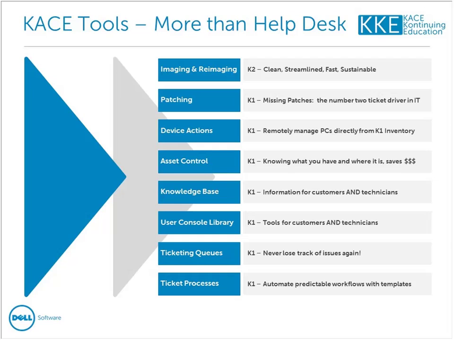Okay. The number 2 ticket driver in the world is the machine is missing a patch, and either that manifests as a bug, something's broken, it doesn't work right, or it manifests as a security hole that gets exploited, or whatever, right? And then eventually one day that problem just goes away. It's because the machine got a patch.